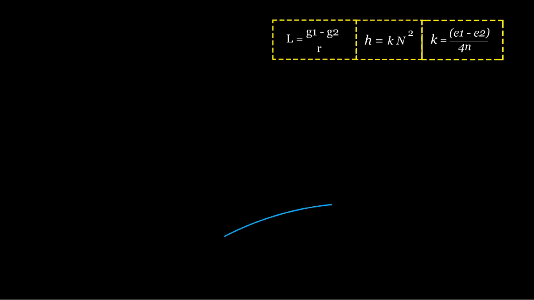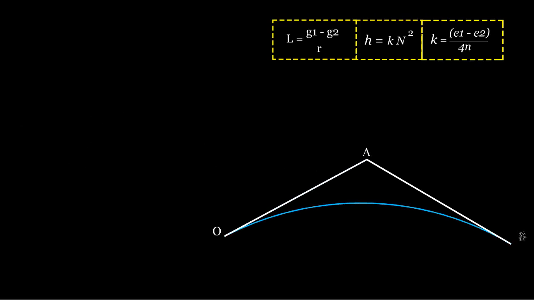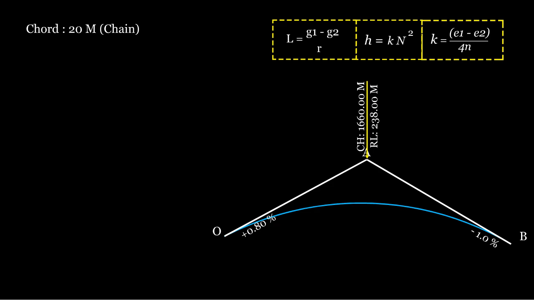Given information. A parabolic vertical curve connects two uniform grades of plus 0.8% and minus 1%. The chainage and reduced level of the point of intersection are 1660 meters and 238.00 meters, respectively. The pegs will be fixed at uniform chord intervals of 20 meters chainage. The rate of change of grade is 0.005% per meter. This means the rate of change of grade for a 20-meter chain is 0.005 multiplied by 20 meters, which equals 0.1% per chain.